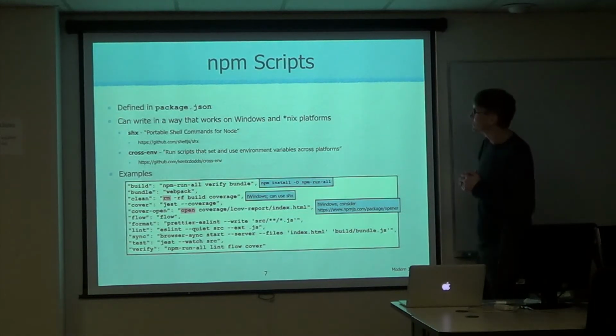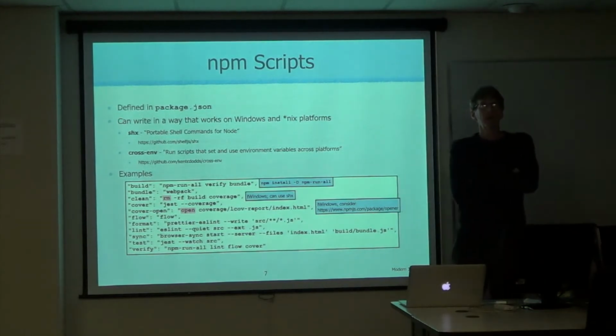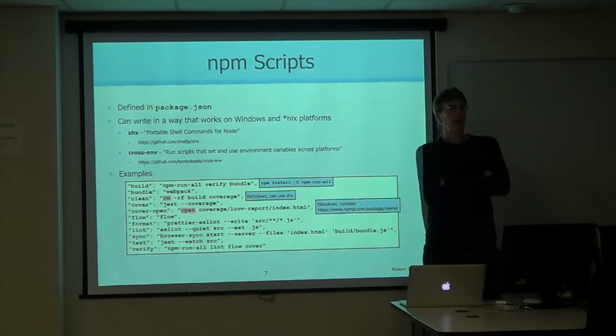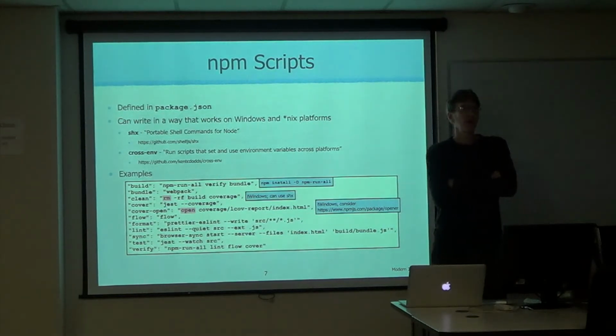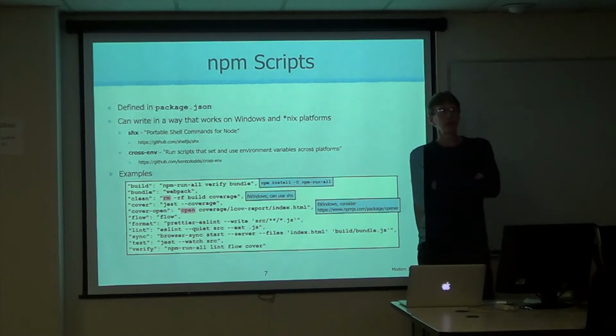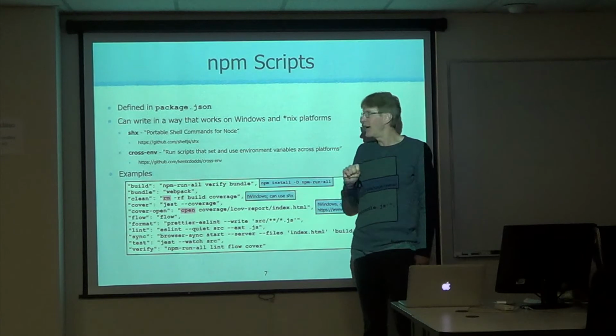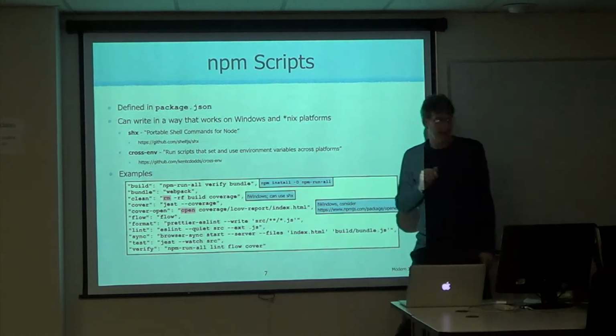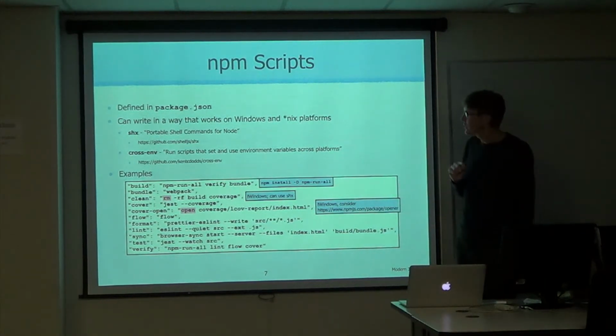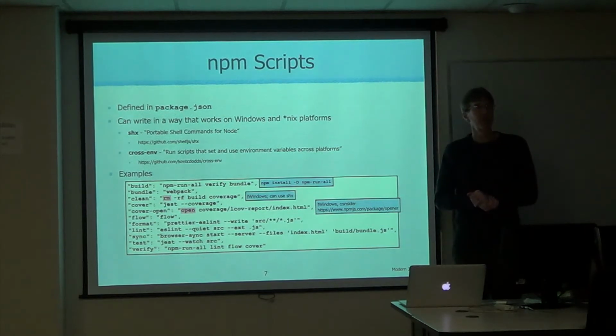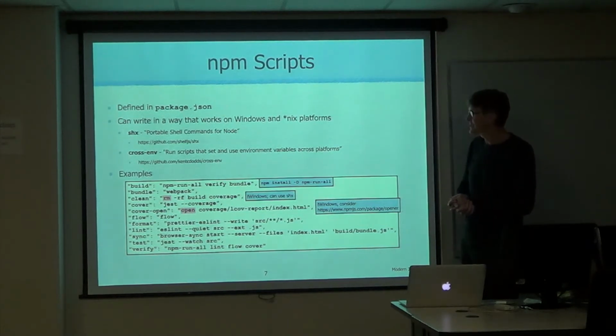So the npm scripts are defined in a package JSON, and a lot of things you don't have to worry about what platform you're on. It won't matter if you're on Windows or a Mac, it'll just work. But there are some things you might want to do where you have to think about this. So there are many libraries to help with this to make your npm scripts more portable. One of the popular ones is SHX, for portable shell commands for Node. And then another thing you can do for working with environment variables in a portable way is to use cross-env.